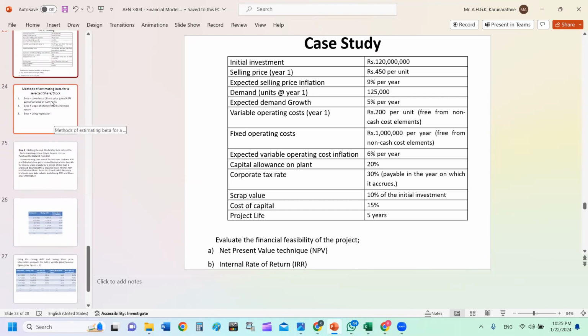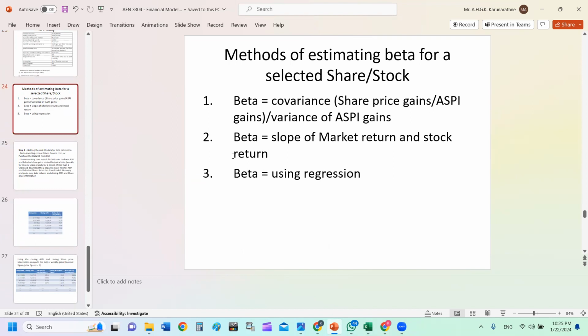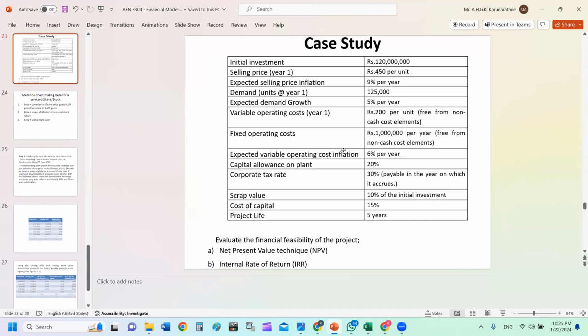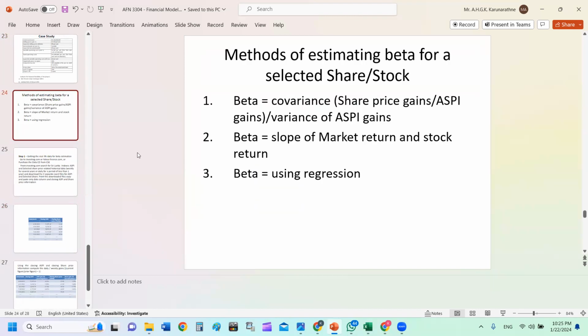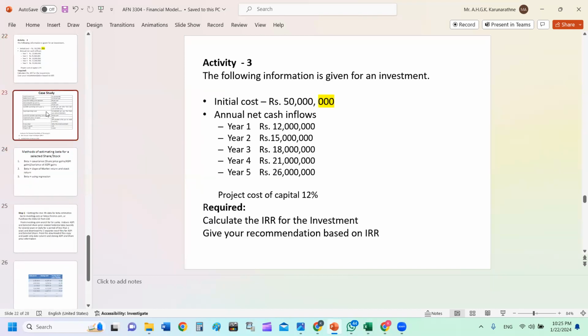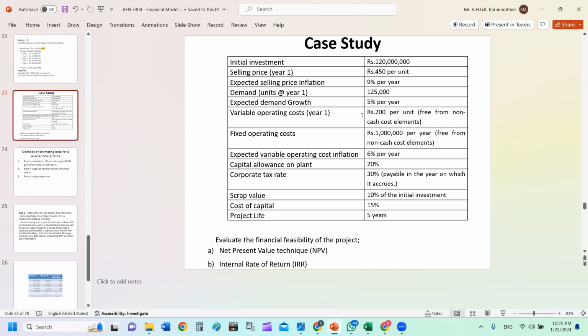That is beta estimation. It's important for finance, beta estimation. I'll discuss it later. I'll ask you to do this as a homework.